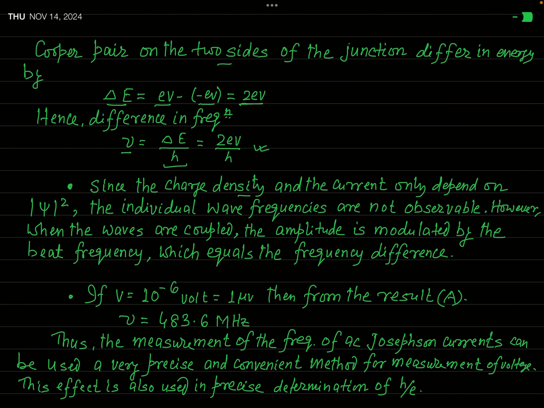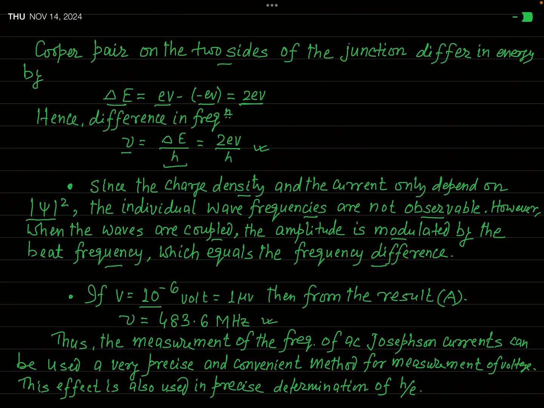Now the charge density and the current only depend on the probability density. Mod of psi square means probability density. So the individual wave frequencies are not observable. However, when the waves are coupled, the amplitude is modulated by the beat frequency, which equals the frequency difference. And as I have told you, when we take a particular value of V, which is 10 to the power minus 6 volt, that is 1 microvolt, then from this result you can see that the frequency comes out to be this much.